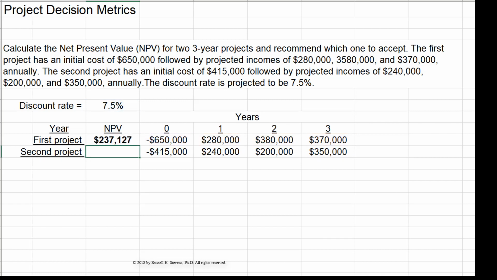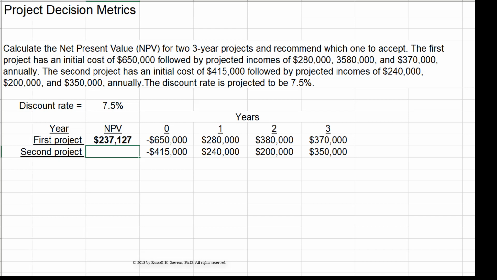The bottom line here is that the future cash flows discounted at 7.5% less the initial investment of $650,000 returns a net present value for this project of $237,127. When dealing in numbers of this size, don't even bother with the decimal places.